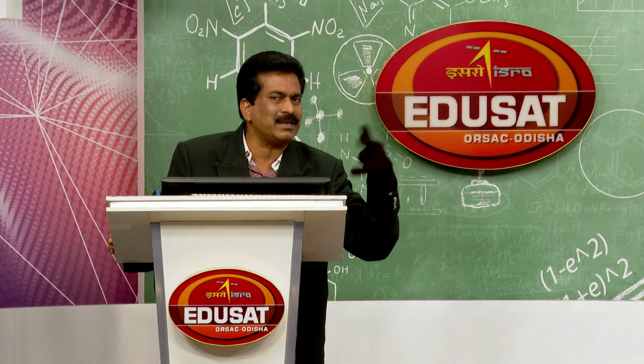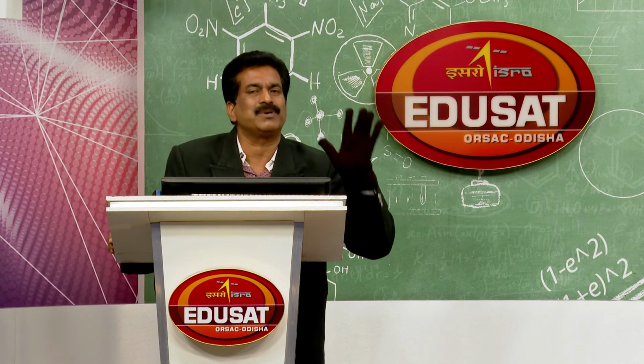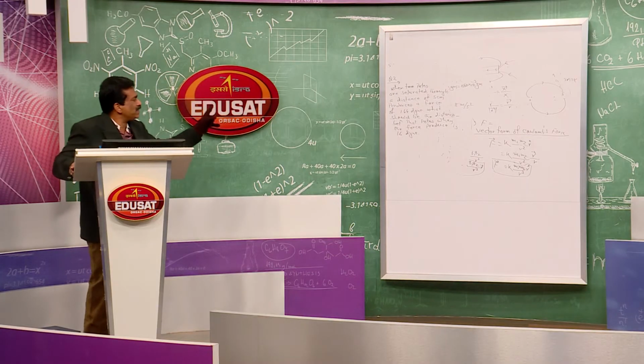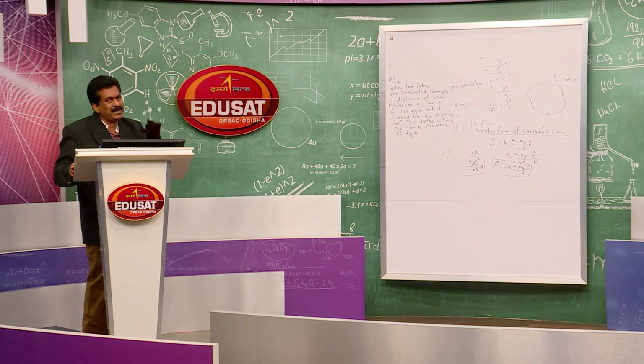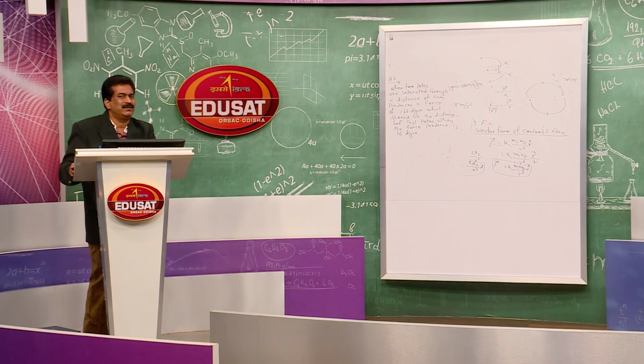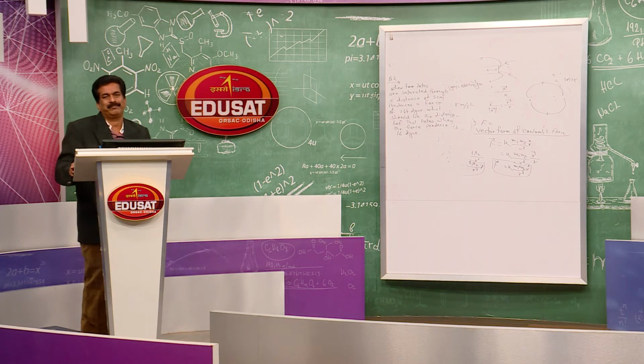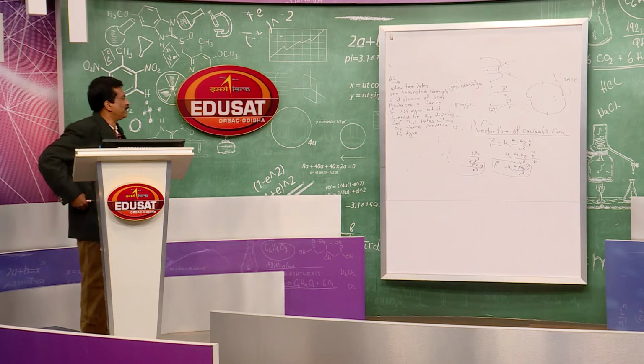Because the force and the distance are inversely proportional. Initially the distance was 5 centimeters for a force of 144. If it will be 16, the answer should be more than 5. So, let us now solve it.